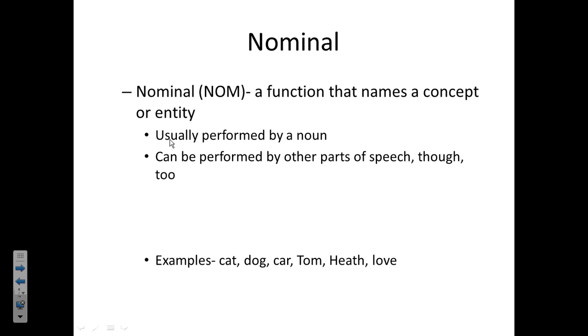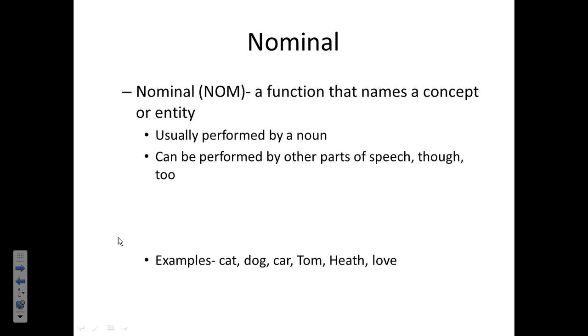Okay, so now we're going to focus on the functions of a noun. The main function of a noun is to be nominal. And nominal nouns name the concept or entity we are talking about. That's what nouns do probably the majority of the time. Nominal is usually performed by a noun, but it can be performed by a pronoun as well, although pronouns are almost just as likely to be something else. Examples would be cat, dog, car, Heath, Tom, love, all those. And those are all nominal because they are naming the things, either the thing, the person, the place, or the idea.